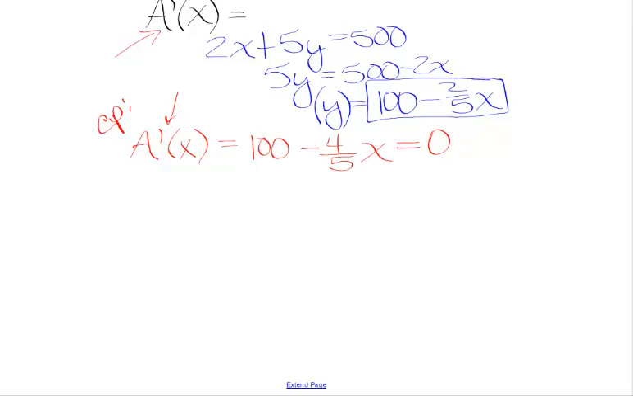So I'm going to add this term to both sides, but I'm going to write that term first. Hopefully you can go here with me. I'm going to multiply both sides by 5/4. That's 500 divided by 4. That cleans up to 125?